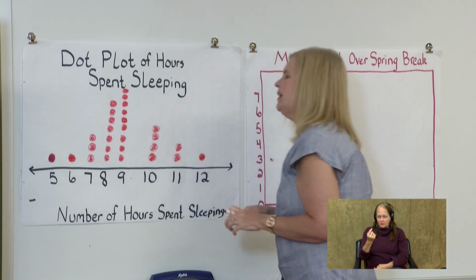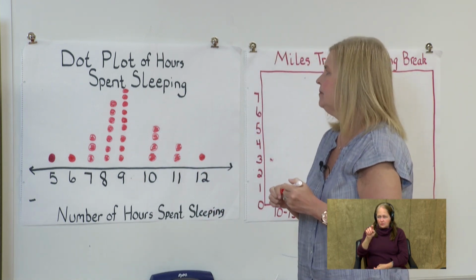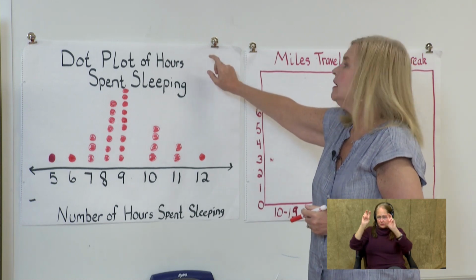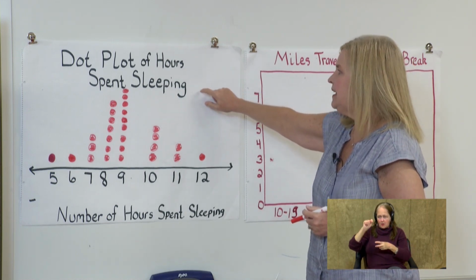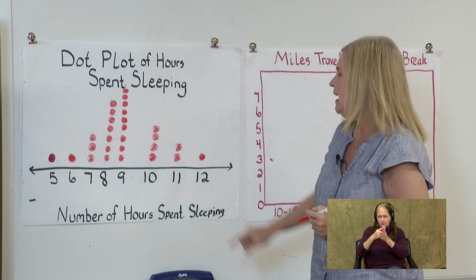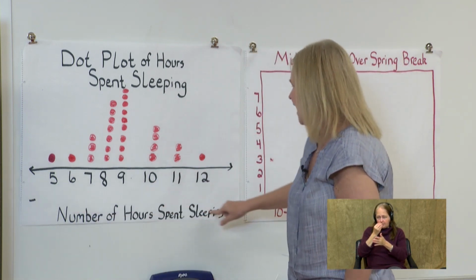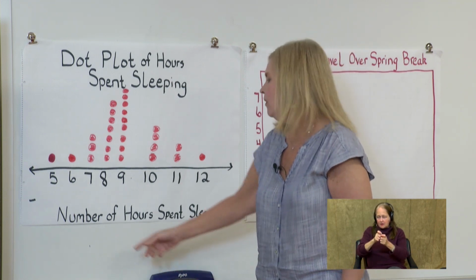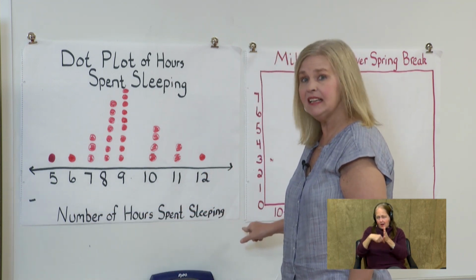Now let's take a look at our data now that it's all plotted. Your dot plot needs a title. Dot plot of hours spent sleeping is my title. And then you need to have a title down here to say what exactly you're looking for: number of hours spent sleeping.